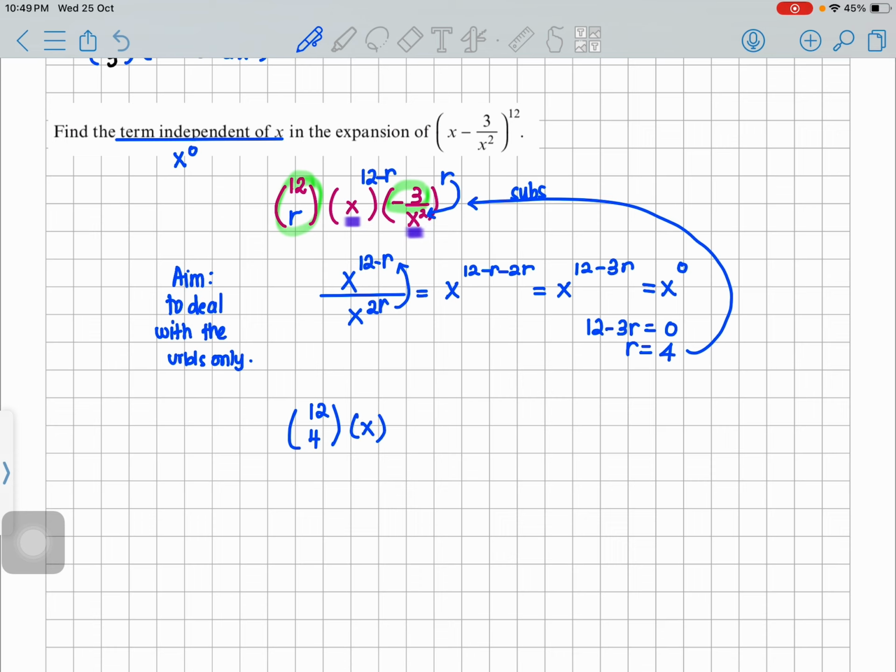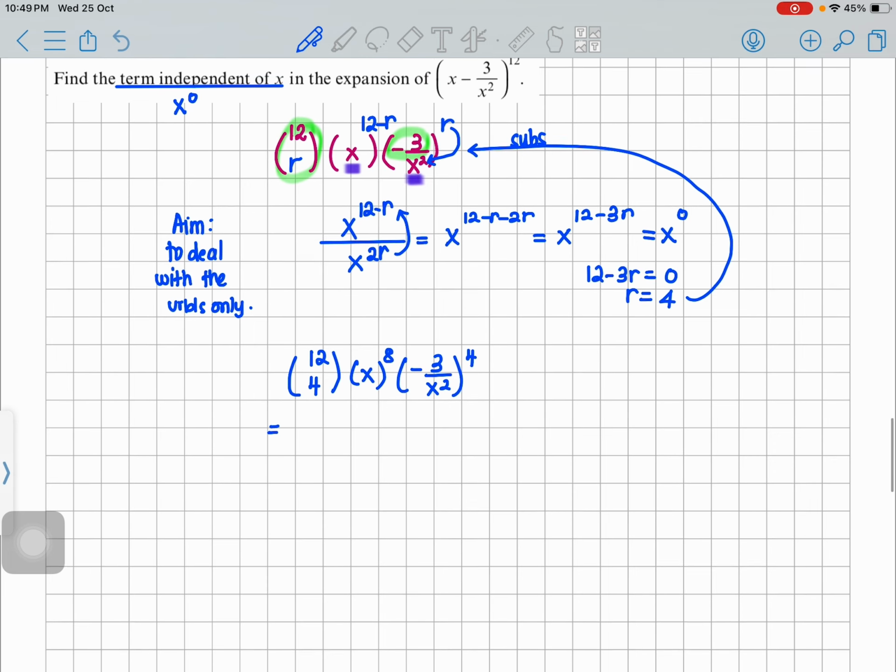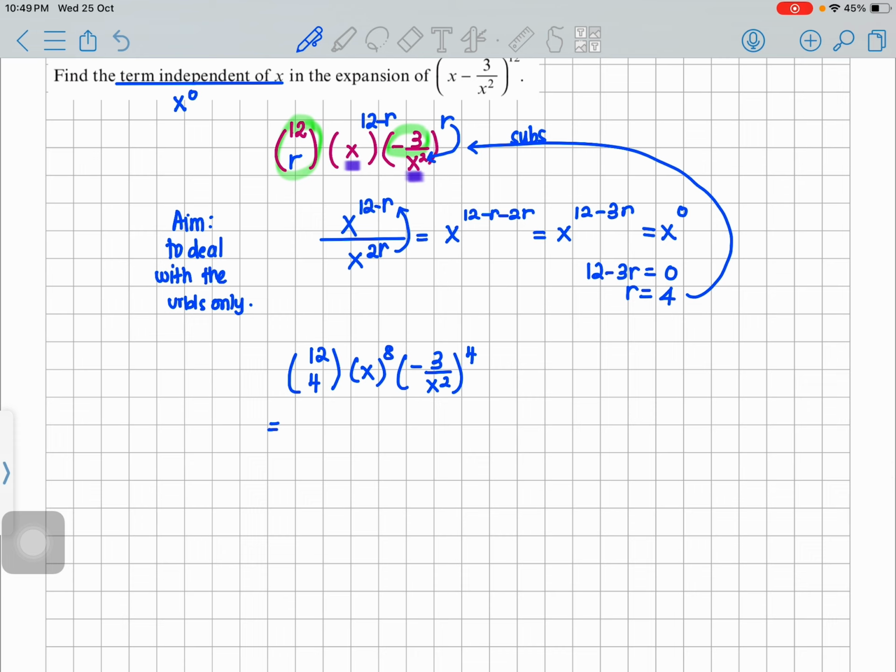Then x to the 8, -3 over x squared, power 4. Now you focus only on the constant terms. You can ignore your x variable. So when you are typing into the calculator, you literally take your x to be 1. In your calculator, you can just put the x as 1. And when you solve, let's see what you are getting. 12 choose 4 times 1 times -3 to the power of 4, which is 40,095.